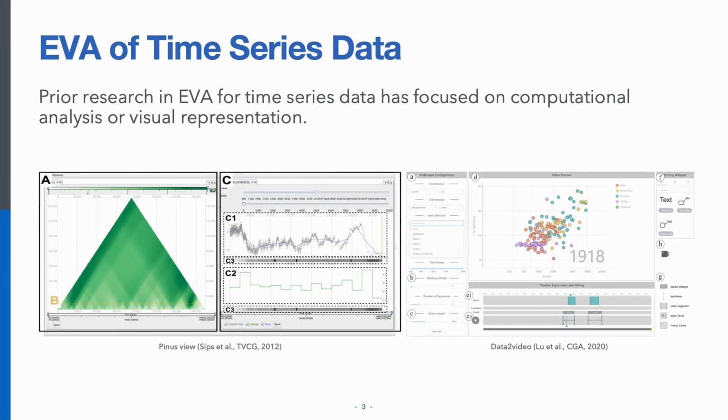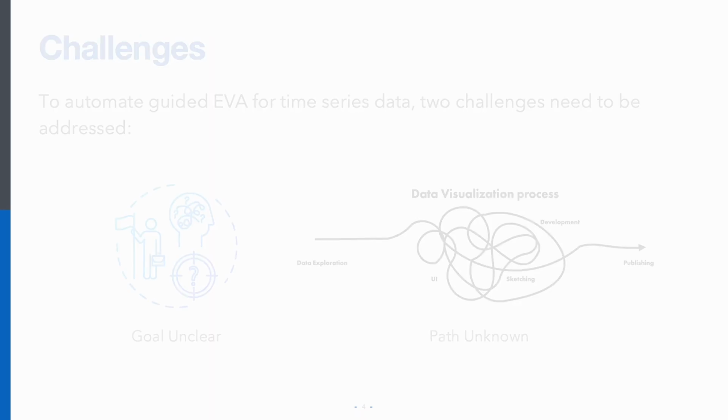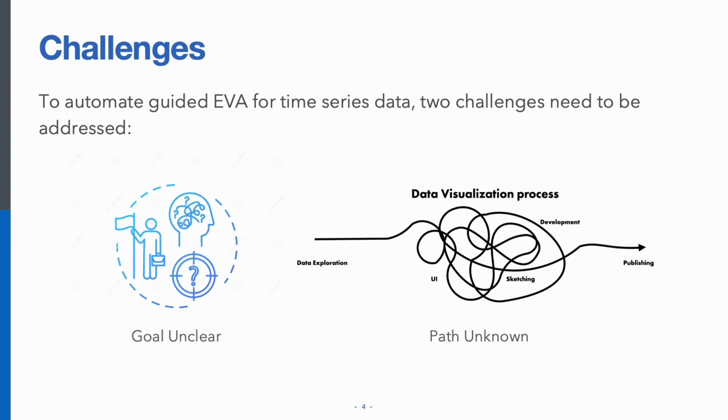Prior research in EVA for time series data has focused on computational analysis or visual representation. However, few attempts have been made to provide guidance on walking users through the process of EVA. To automate guided EVA for time series data, two challenges need to be addressed. The first is goal unclear.